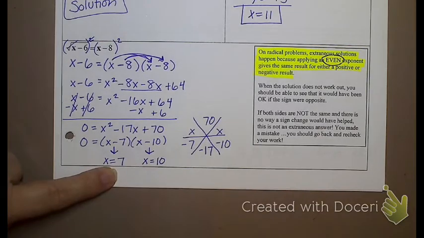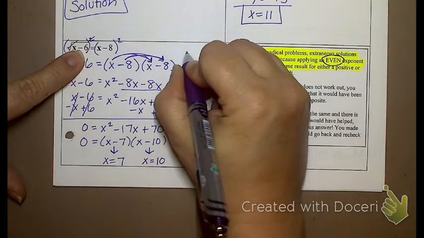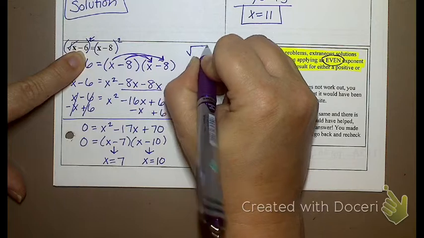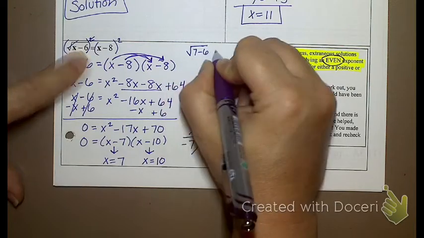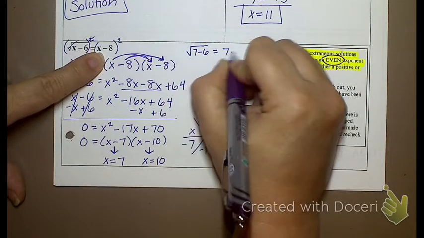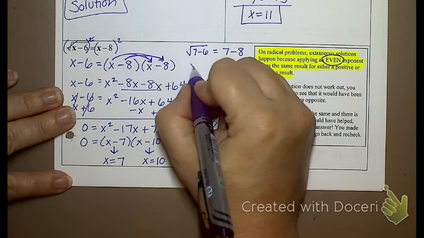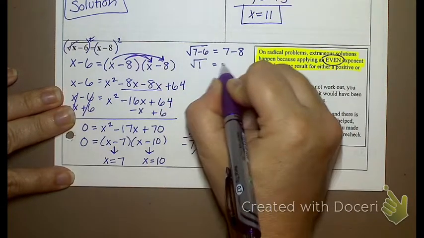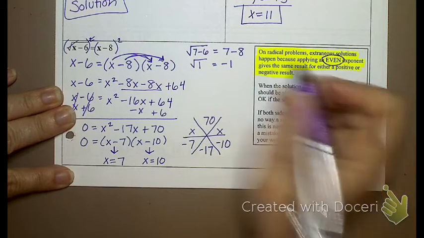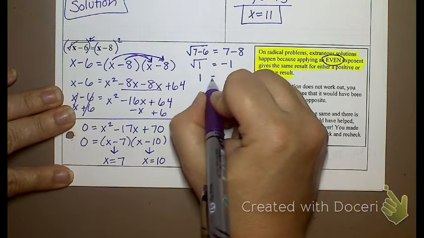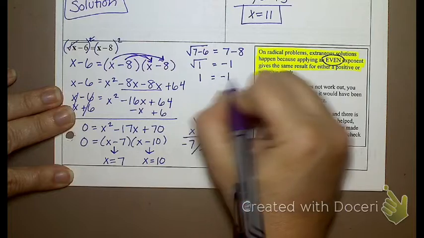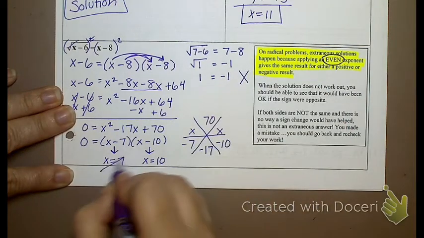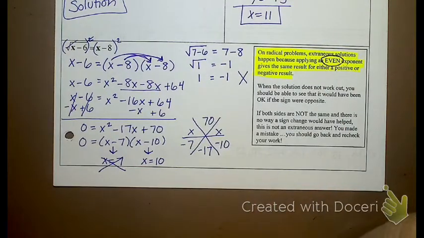So I'm going to start off with the 7. Does the square root of 7 minus 6 equal 7 minus 8? Well, 7 minus 6 is 1. 7 minus 8 is negative 1. No solution. 1 does not equal negative 1, does it? So 7 is not a valid answer. That does not make it no solution. I haven't checked 10 yet.